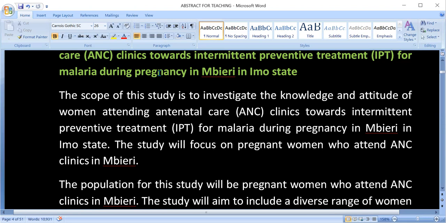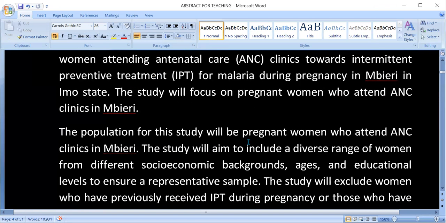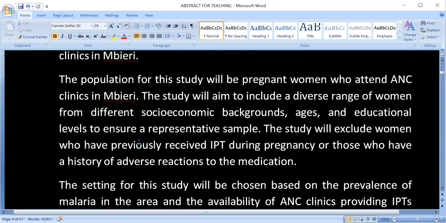This research is only going to take place in Imbiri, in Imo State. The study will focus on pregnant women who attend ANC clinics in Imbiri. So any other woman who does not attend ANC may not be included. The population for this study will be pregnant women who attend ANC clinics in Imbiri. The study will aim to include a diverse range of women from different socioeconomic backgrounds. It does not delimit socioeconomic background, whether you are poor or rich. Everyone will be studied as far as you are attending ANC and you're pregnant.